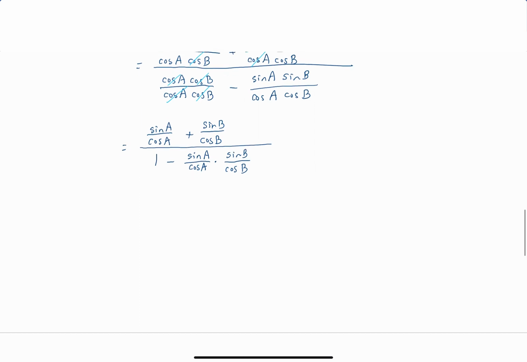Now all of those things turn into tangents. So I have tangent of a in the upper left, tangent of b in the upper right, and then I have 1 minus tangent of a times tangent of b down below. So we have now derived the sum formula for tangent.